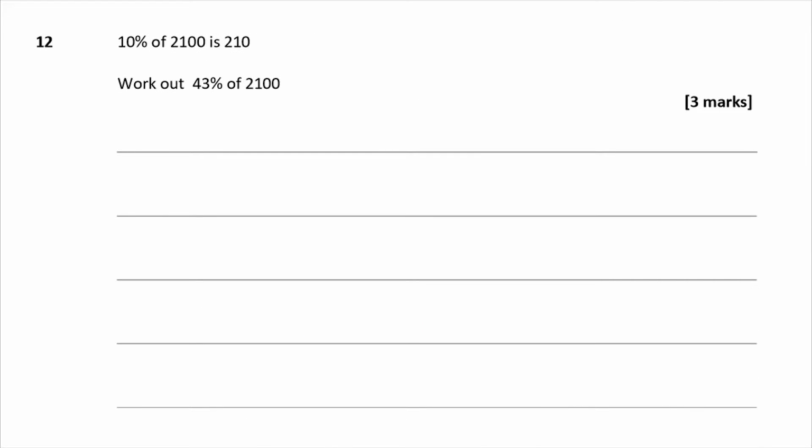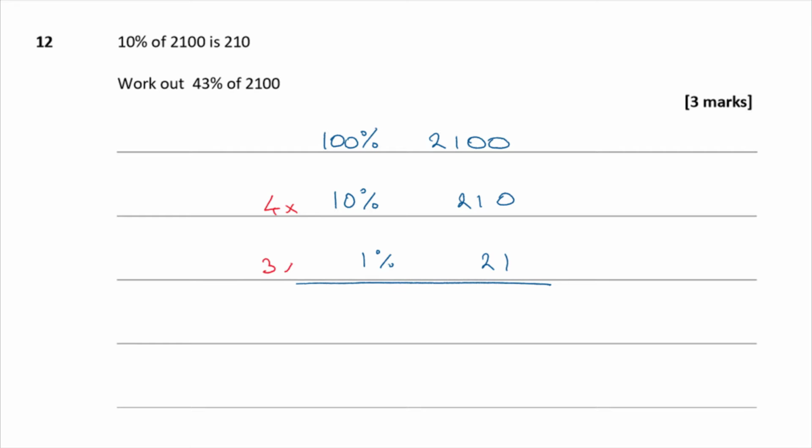Question 12, 10% of 2,100 is 210. Work out what 43% of 2,100 is. Okay, so they've partially done the percentage for us. 2,100 is equivalent to 100%, and we know now that 10% is 210 because they told us. Now what would 1% be? 1% would be that divided by 10, that would be 21. Then to make 43%, I'm going to use 4 of those 10%s, and 3 of those 1%s. 4 10s and 3 1s together make 43%.